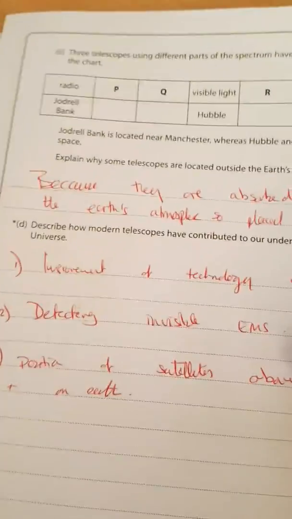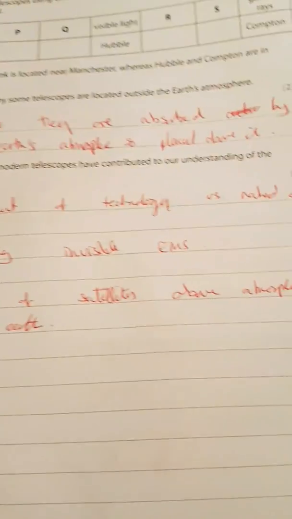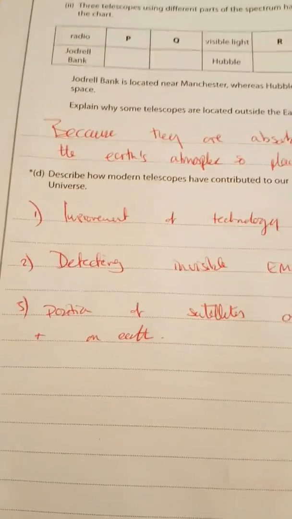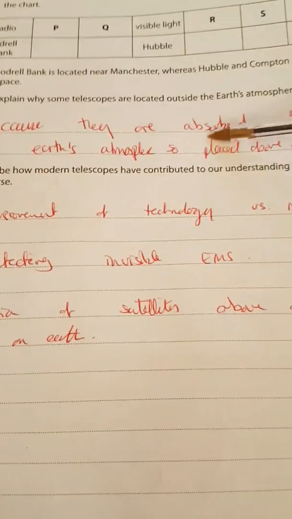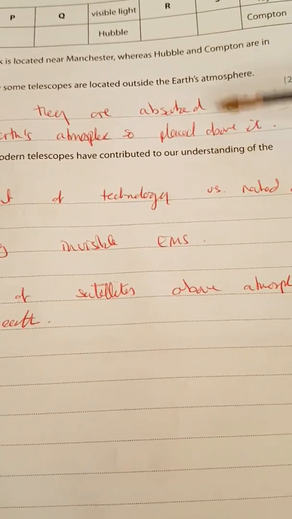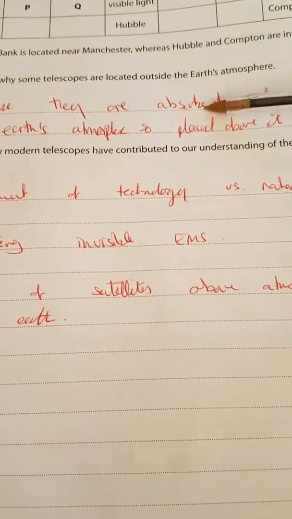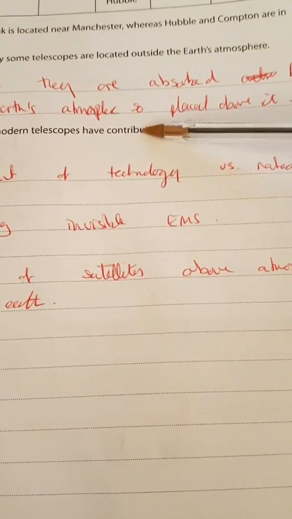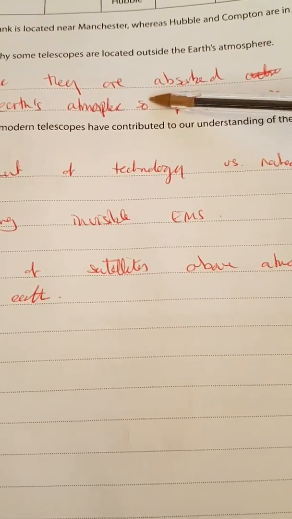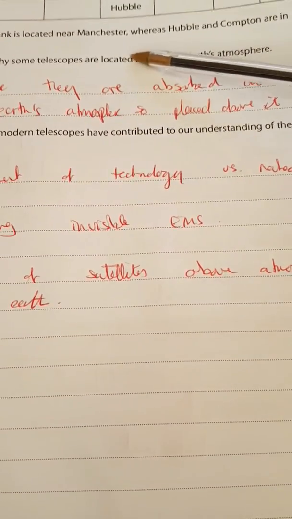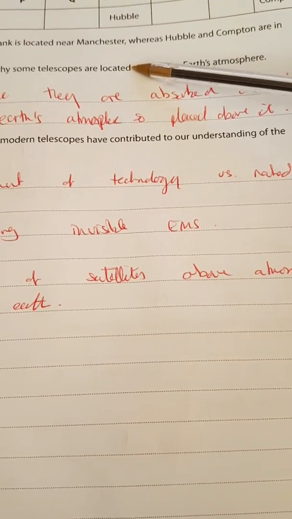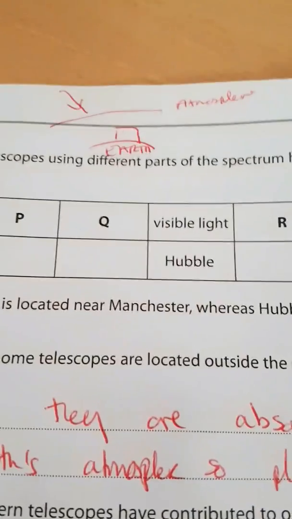Okay, so this question says, explain why some telescopes are located outside the Earth's atmosphere. It's because some of the rays of the electromagnetic spectrum would be absorbed by the Earth's atmosphere. So if you place those telescopes on Earth, it can't get through to that telescope because the atmosphere above is going to absorb it. So let me draw a picture.